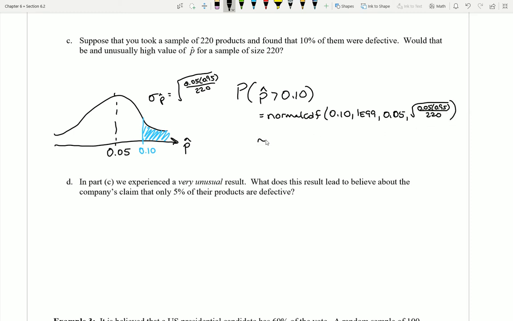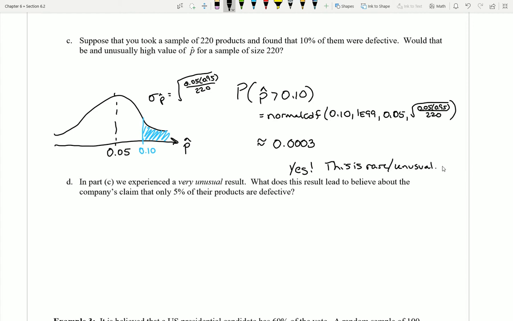Now, if I type all of that into the calculator and I crunch this all the way out, I get a value of 0.0003. So is getting 10% of the items defective unusual? Is that rare? We would ultimately be able to say, well, definitely yes, this is rare, or you could say it is unusual. It's got an under 5% chance of occurring.